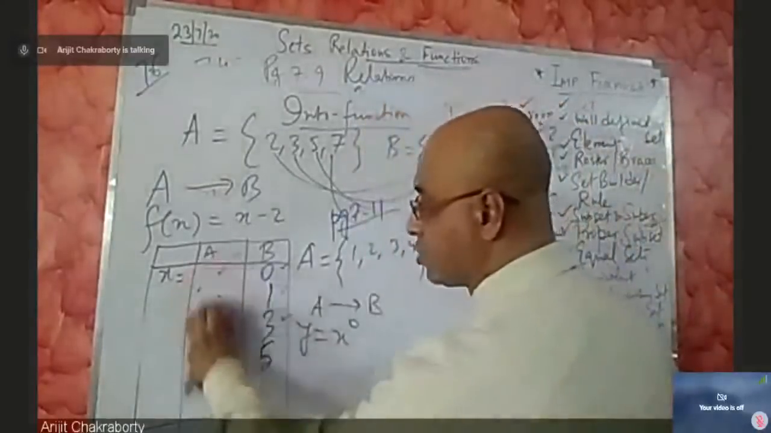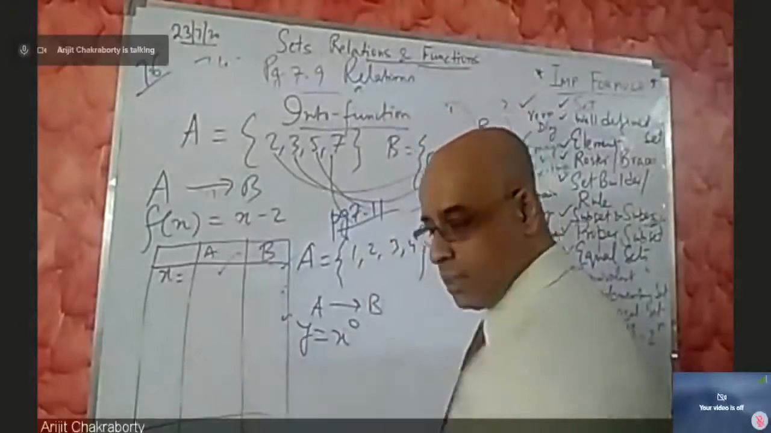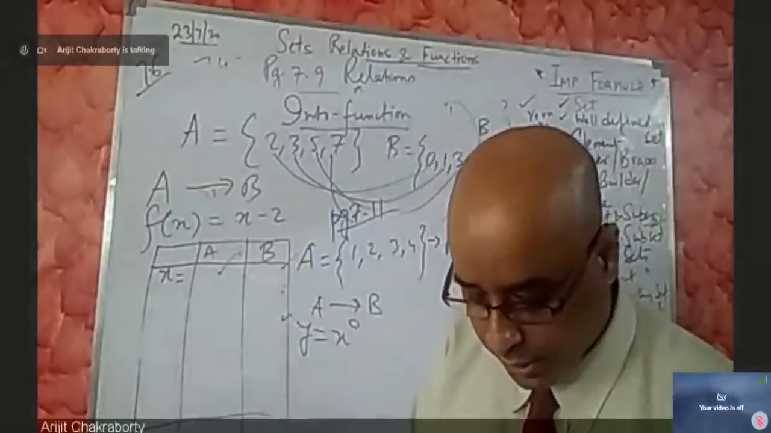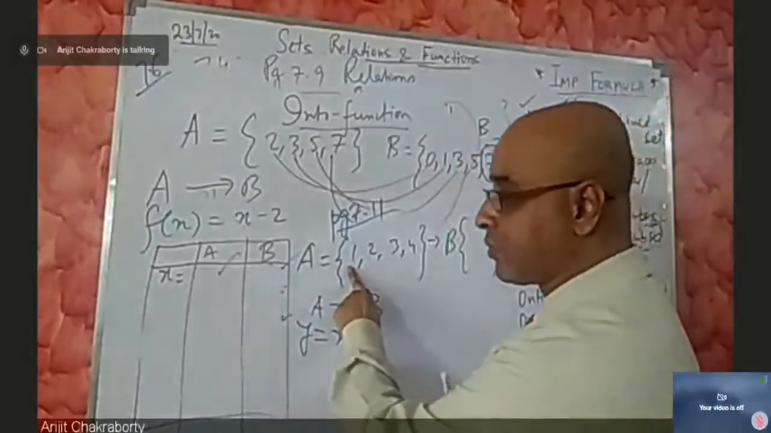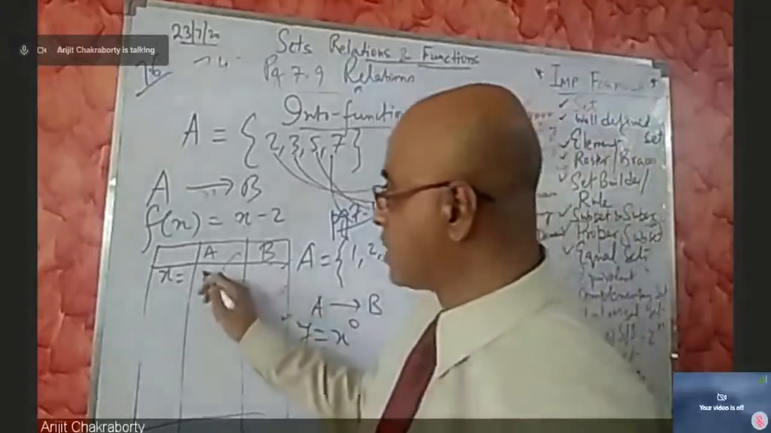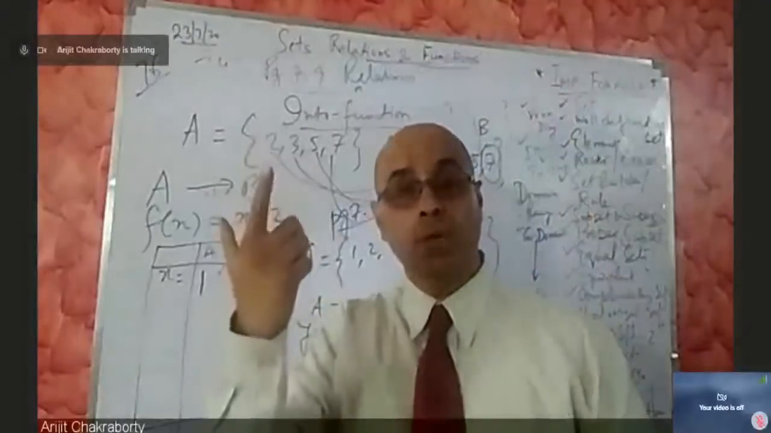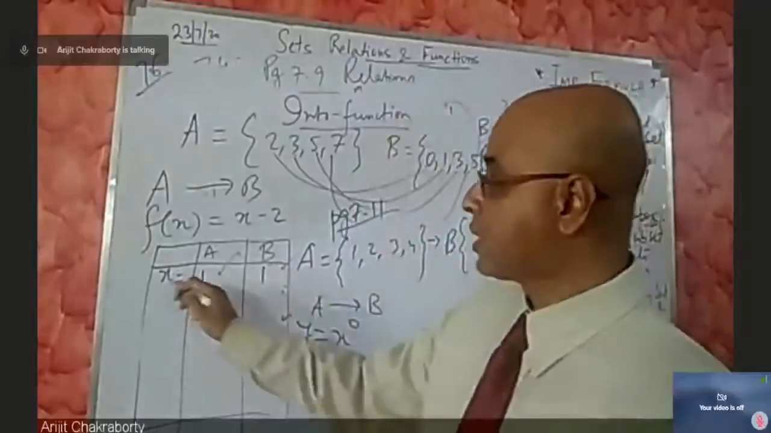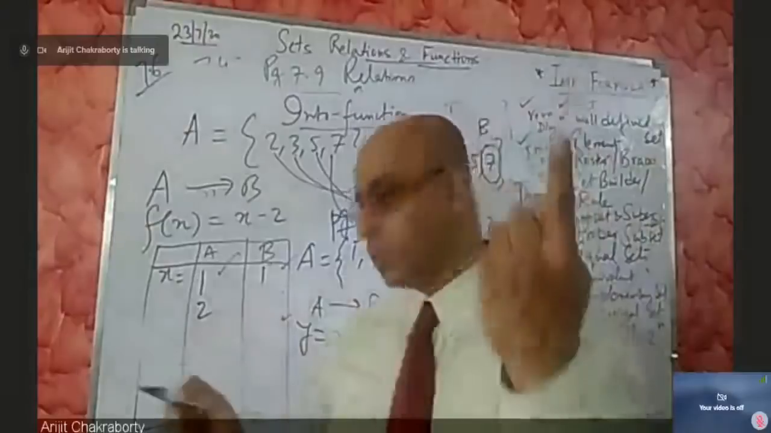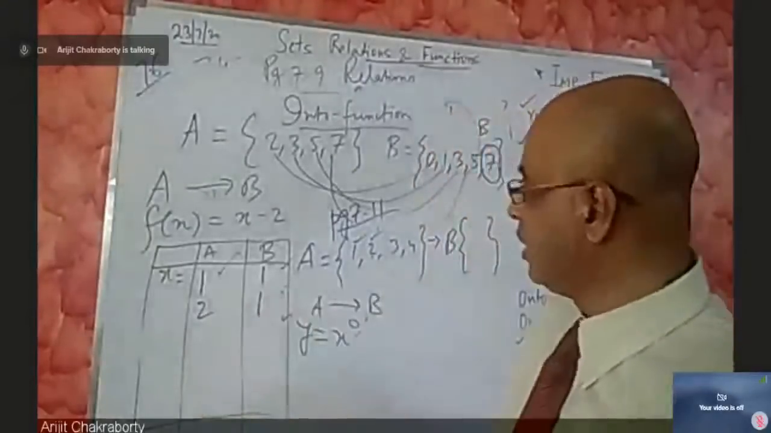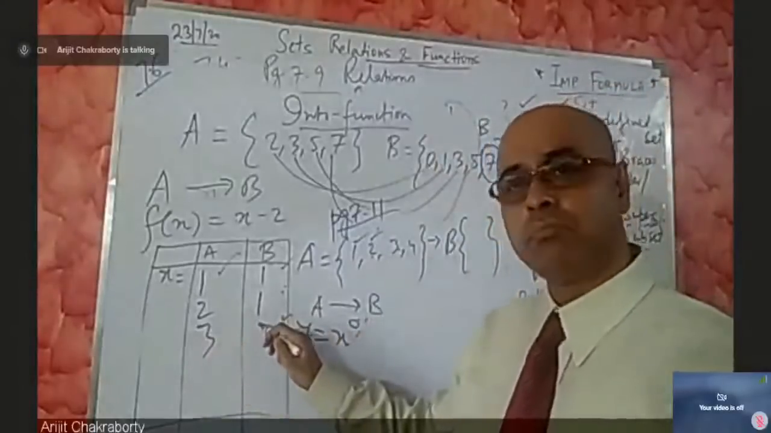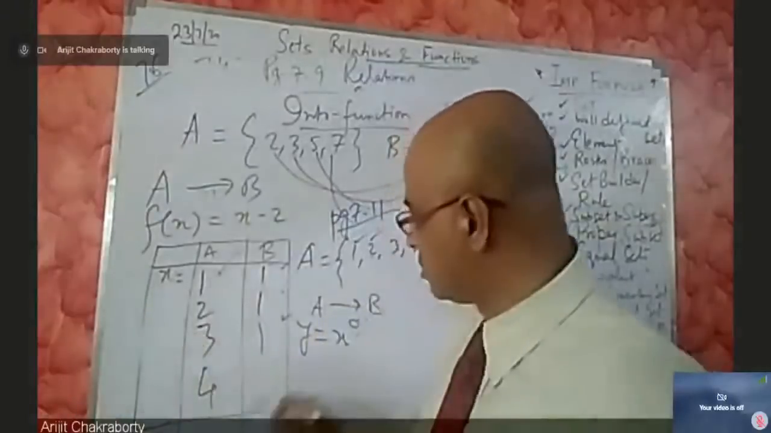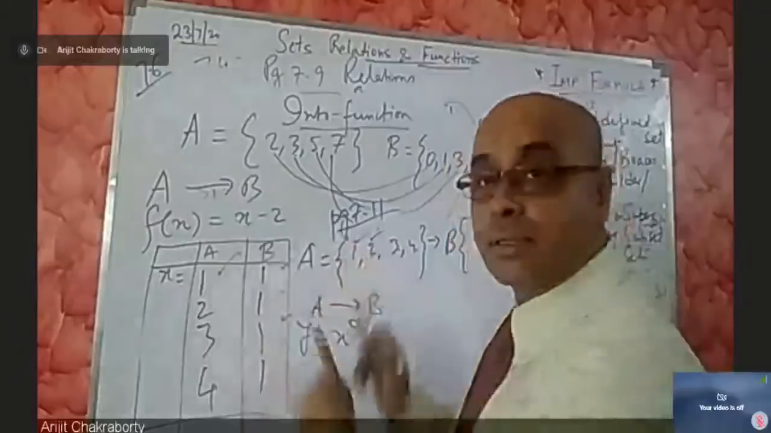So y is equal to x to the power 0. I will again vacate these two columns and try to see what is the value of A and B for different values of x. When A is 1, the function is 1 to the power 0. 1 to the power 0 is how much? 1. Anything to the power 0 is 1. When x is 2, 2 to the power 0 is also 1. When x is 3, 3 to the power 0 is also 1. When x is 4, 4 to the power 0 is also 1.